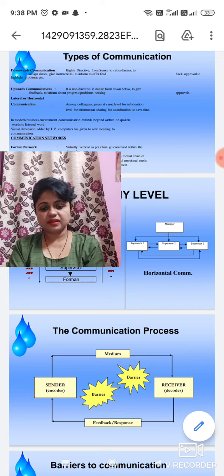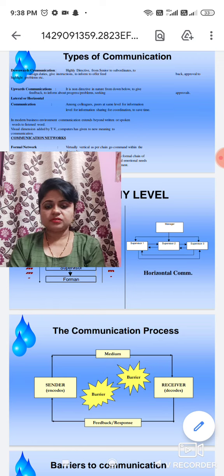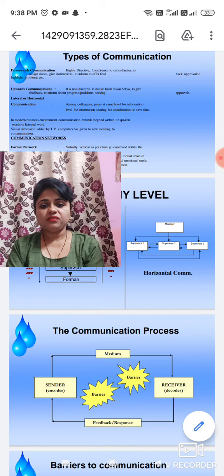In our very first period, we studied the concept of communication and how it is essential in our day-to-day life. We also studied the benefits of being a good communicator. Now we will study different types of communication. Here we have various types of communication. The first is downward communication.